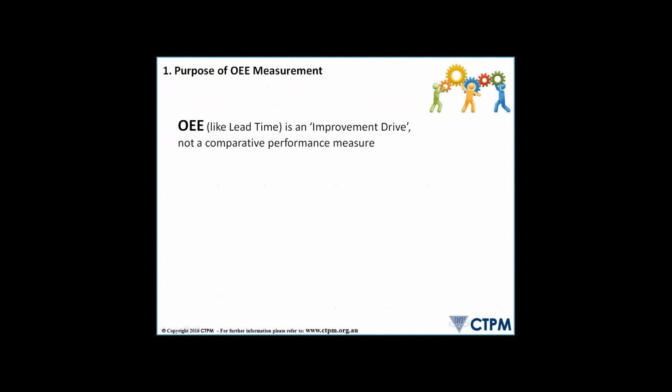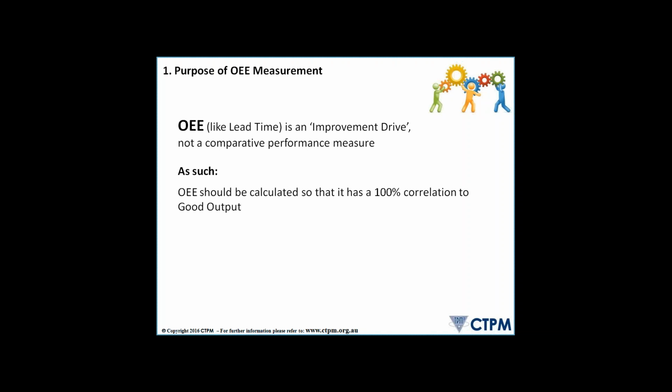So if we move on, the first part is the purpose of OEE. OEE, like lead time, is an improvement driver, not a comparative performance measure. What we mean by that is when we talk about TPM and Lean, TPM is the equipment side of improvement, and hence OEE is the improvement driver. Lean is very much process improvement, and you tend to use lead time as the driver for improvement.